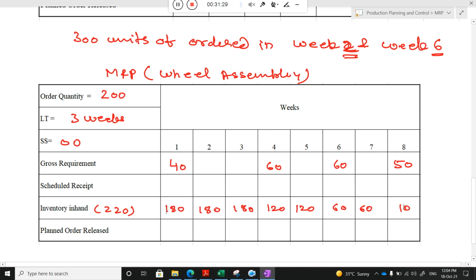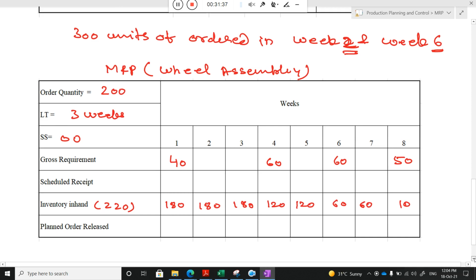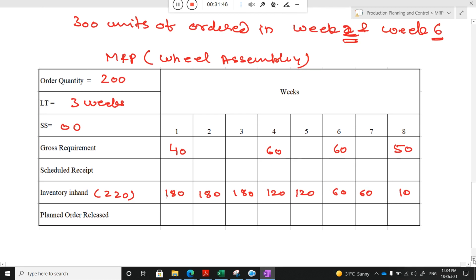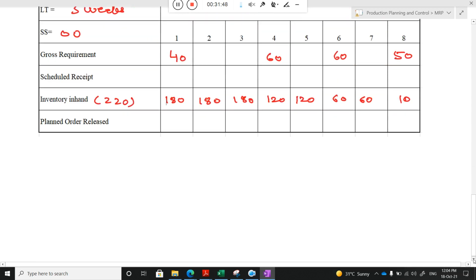Will you give the order to the supplier or not? No, because my in-hand inventory is sufficient to address all this. For 8 weeks it is sufficient, so I can say for 8 weeks there is no need to release any order, because the requirement is like that. So I will write that on the basis of the MRP, there is no need to release order.